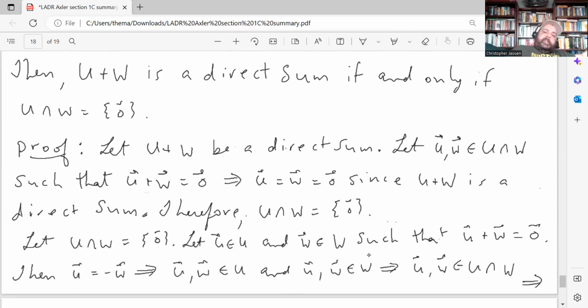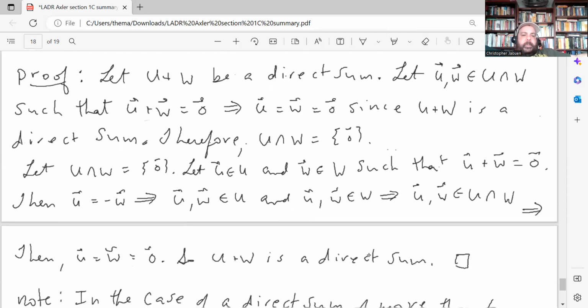All right, so here's the proof. Let U plus W be a direct sum, and let U, W be vectors in the intersection of U and W such that U plus W is the zero vector. Then that means that U equals W equals the zero vector, since we assumed U plus W was a direct sum. So therefore the intersection has to be just the zero vector, right?